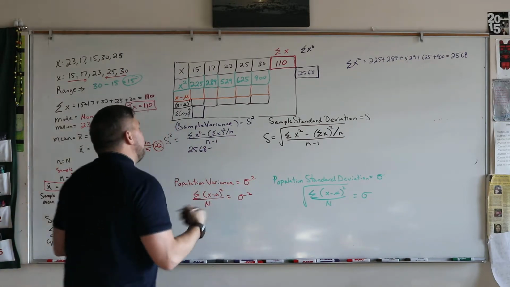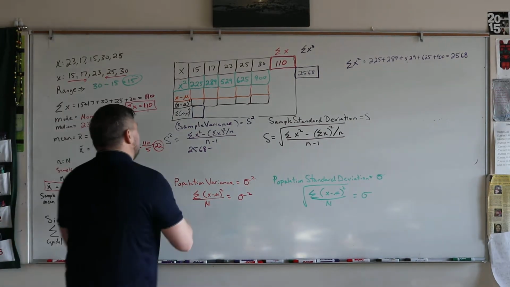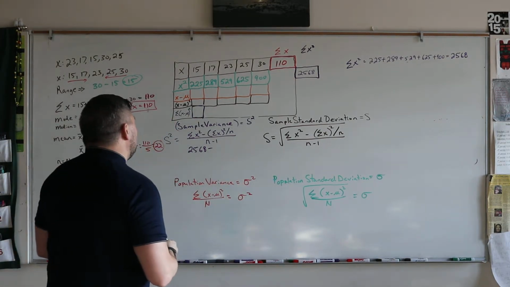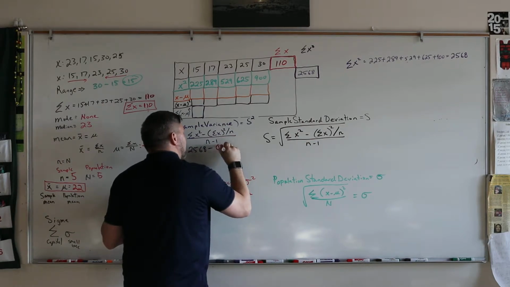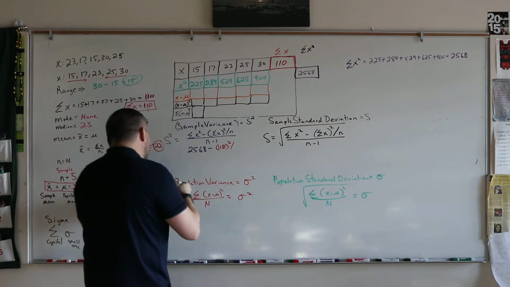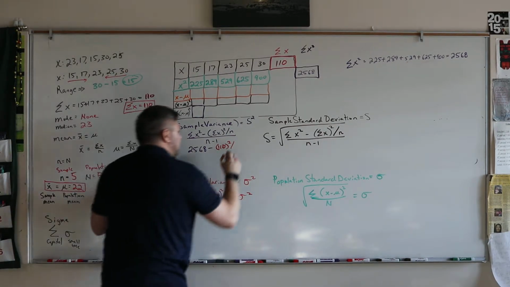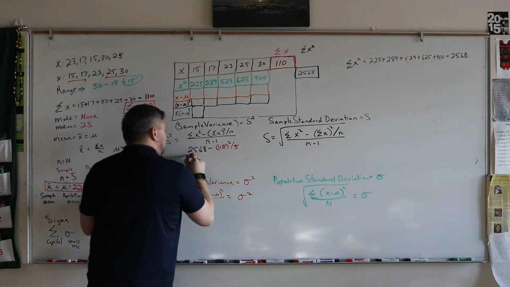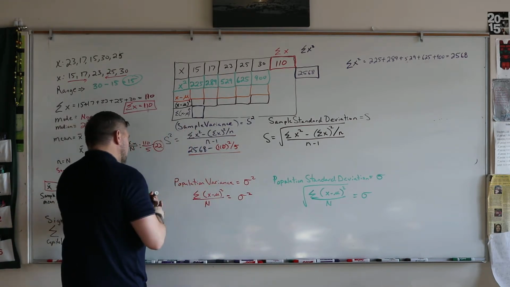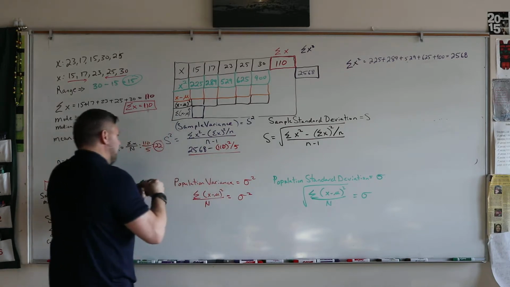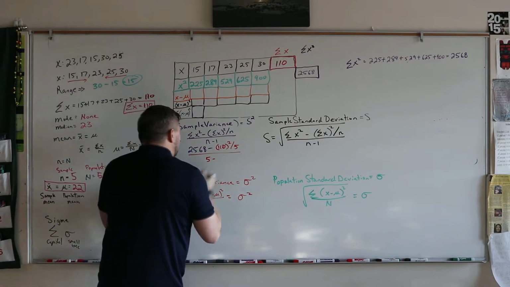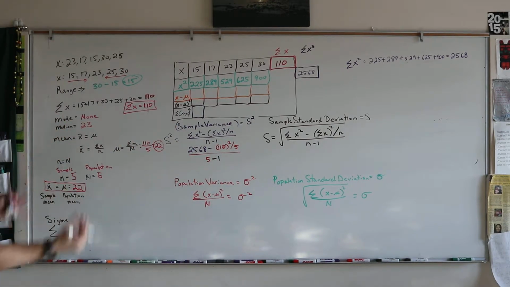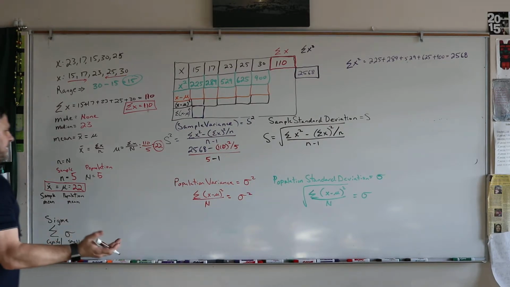And then minus the sum of the x, the sum of the x squared, okay, which is 110 squared divided by n, and n is 5, all over n, or sorry, 5 minus 1, because that's part of the formula. Just minus 1 is part of the formula, right?